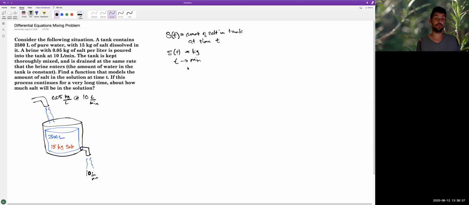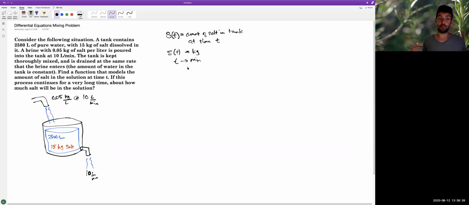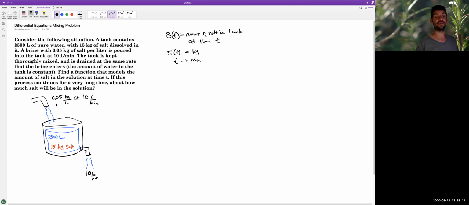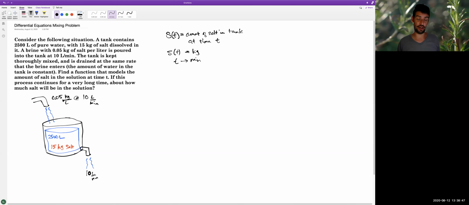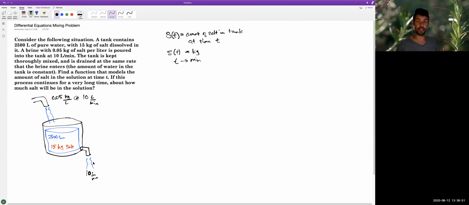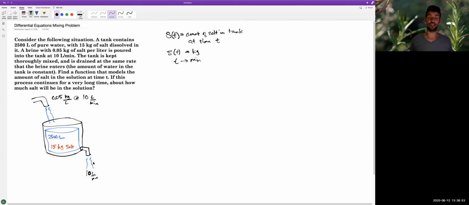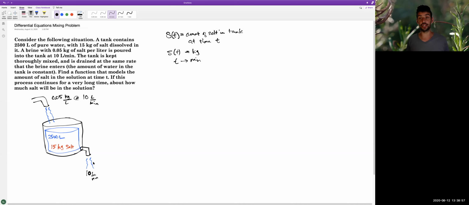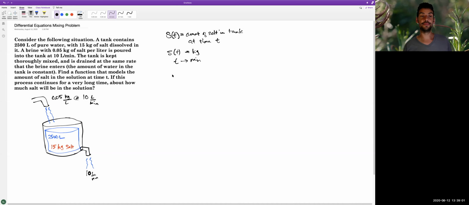There's 15 kilograms. A minute later, we've poured in 10 liters of this solution, but at the same time we're letting some out. So it's kind of hard to understand how much salt has gone out. We don't know. The water coming out is at the current concentration of the water in the tank, but that's constantly changing, okay? So here's the tactic we're going to take.